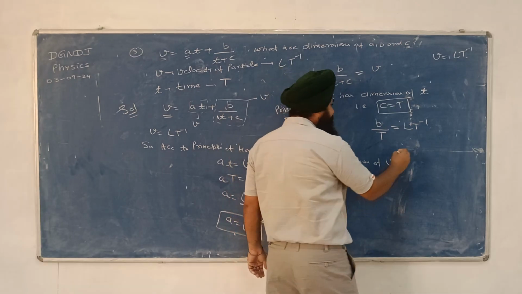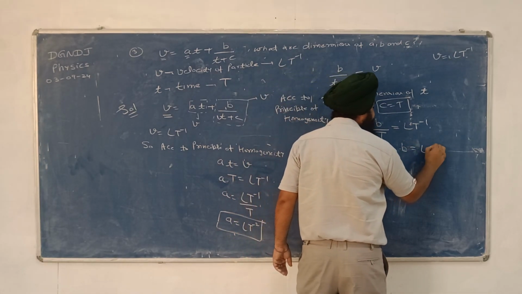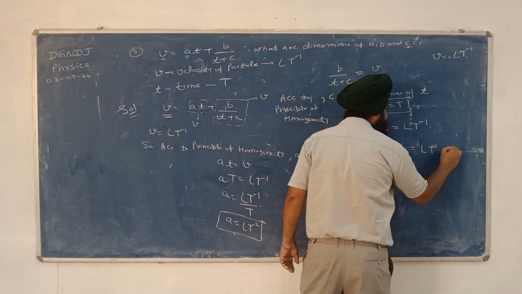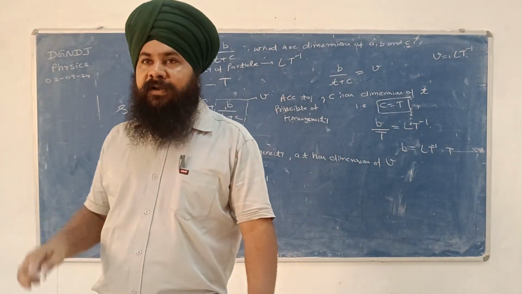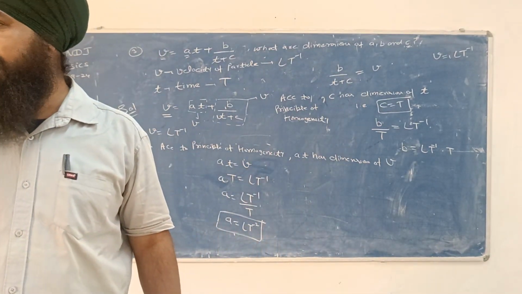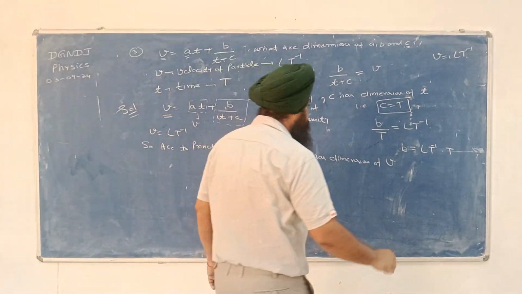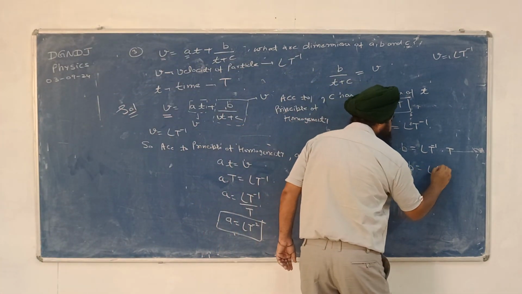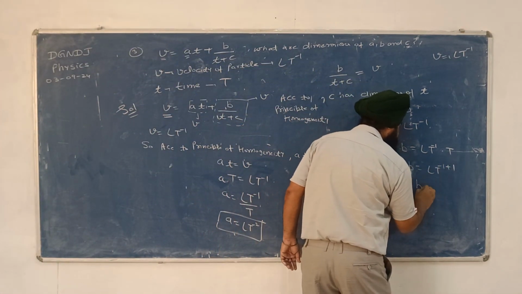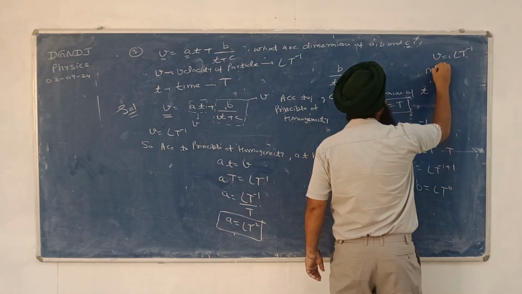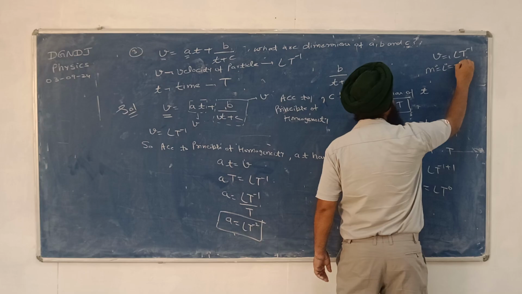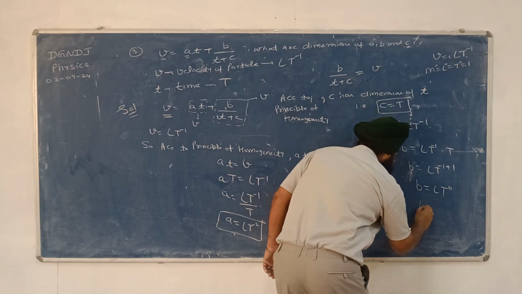So what I will do? I will multiply lt minus 1 multiplied by t. Again t minus 1, t plus 1. So t raised to power minus 1 plus 1 is t raised to power 0, and t raised to power 0 is 1. So b is equal to l. Minus 1 plus 1, so b has t raised to power 0 and m raised to power 0, l raised to power 0, t raised to power 0 is always 1.